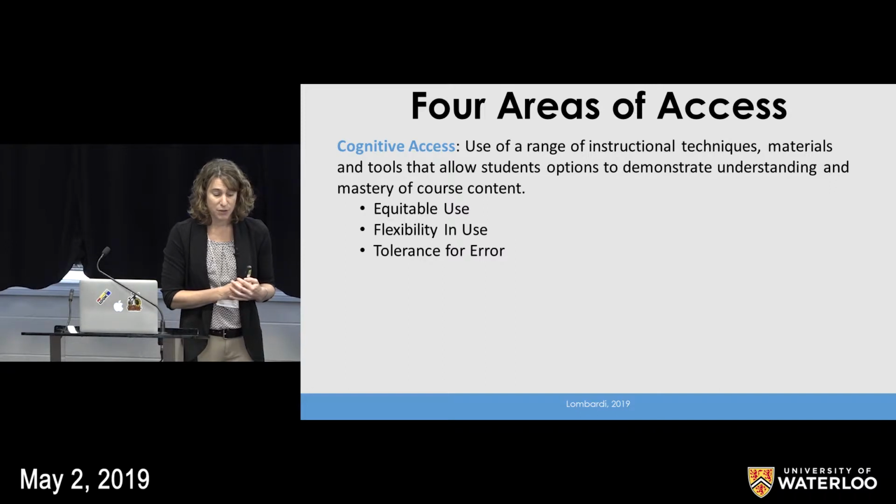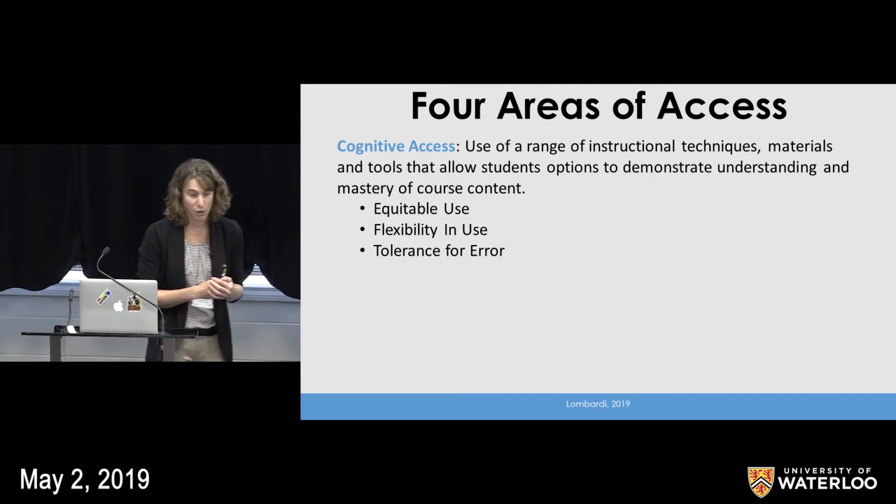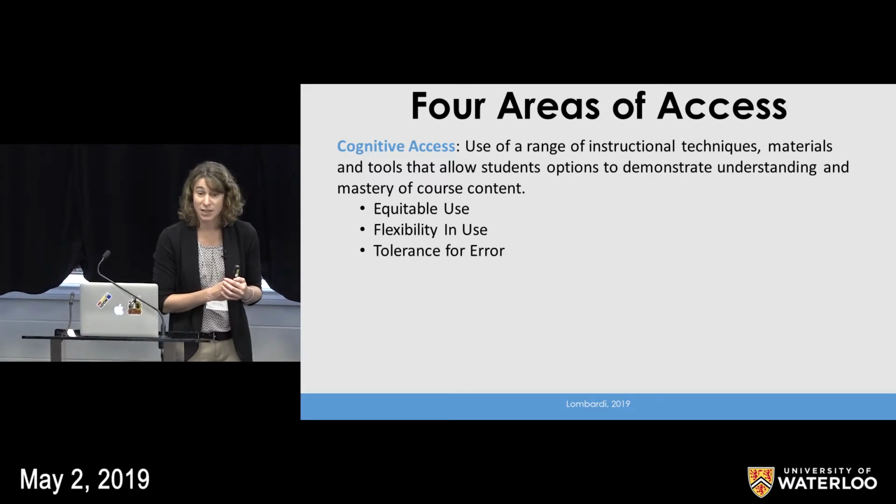And so here, there's basically, do you use a range of instructional techniques, materials, and tools that allow students options to demonstrate their understanding and mastery of course content? So what are the different ways that you're delivering the content in your courses? Do you have different modes? Is everything text-based? Are they basically reading all of the information?